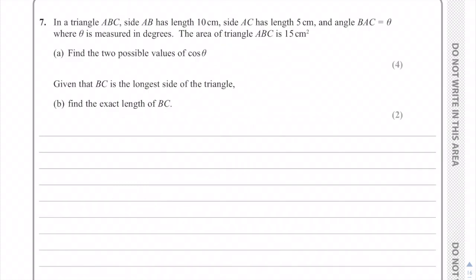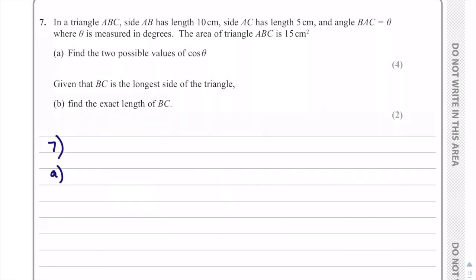Question 7 says, in a triangle ABC, side AB has length 10 centimeters, side AC has length 5 centimeters, and angle BAC equals theta, where theta is measured in degrees. The area of the triangle ABC is 15 centimeters squared. Part A says find the two possible values of cos theta.